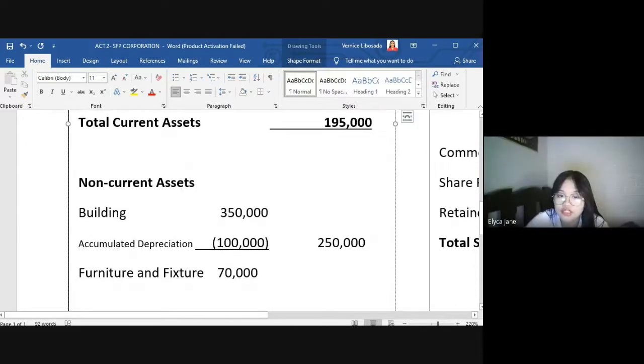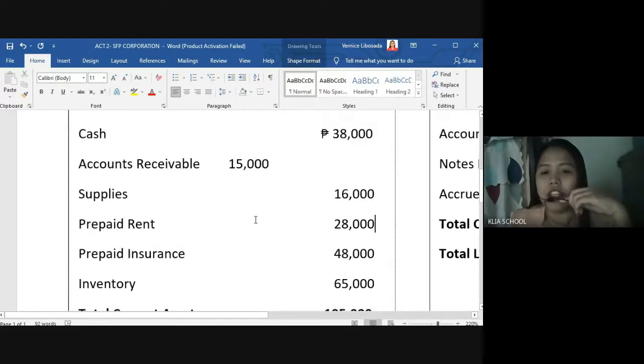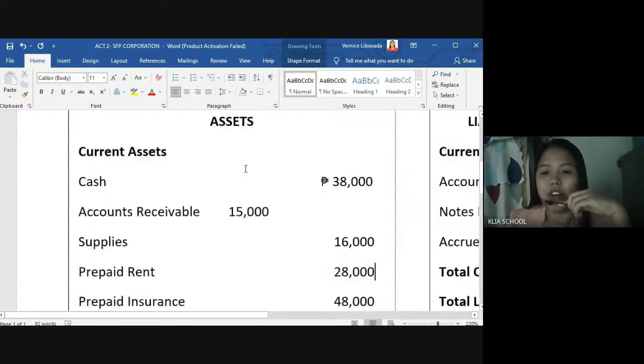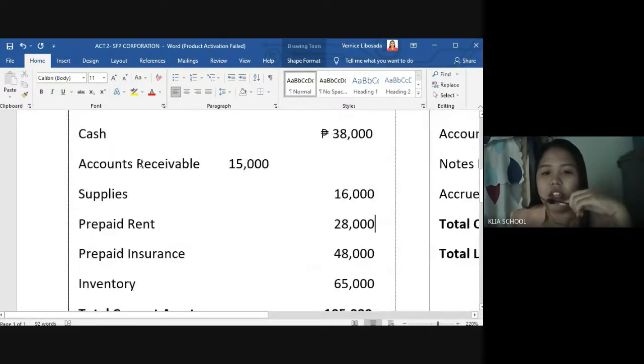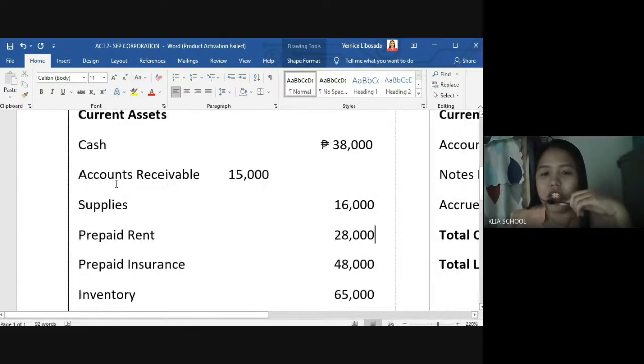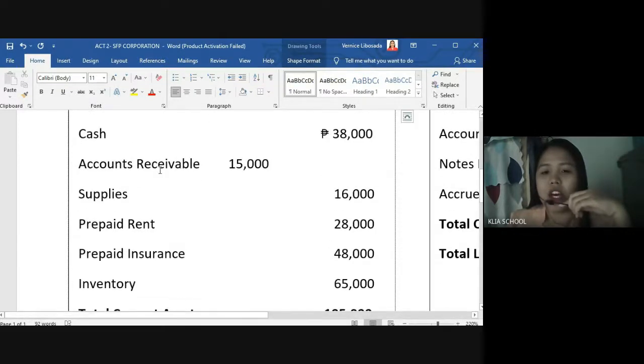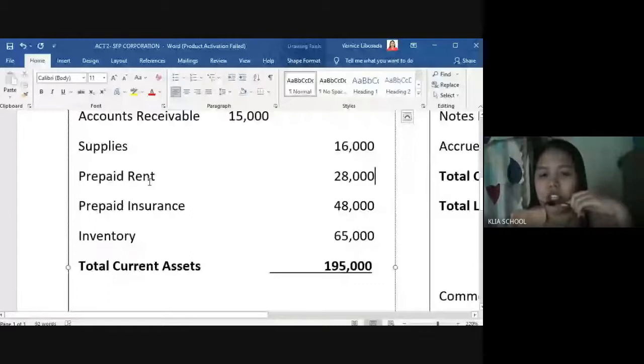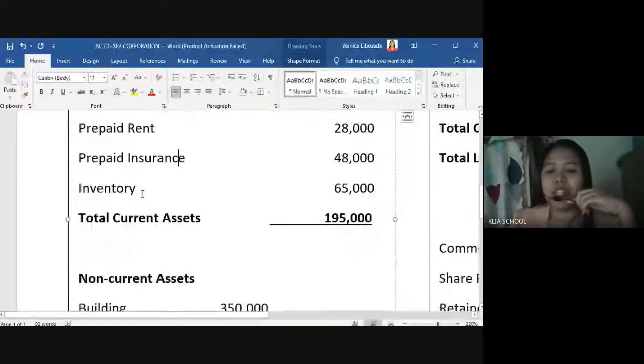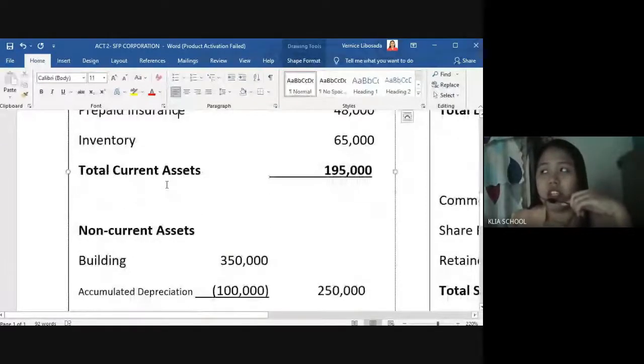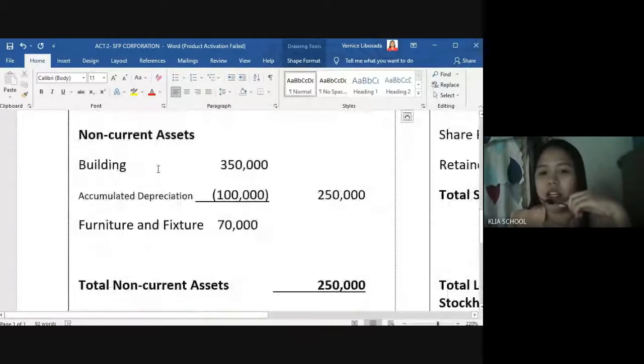Ilang check na po, Chair? Okay, bilangin ulit natin. So, 1 from the banner or from the letterhead. 2 for cash. Okay, tell me if you're following, ha? 3 for accounts receivable. 4 for supplies. 5 from prepaid rent. 6 for prepaid insurance. 7 from inventory. 8 total current assets. 9 building. 10 accumulated depreciation. Pag walang parenthesis, mali po.